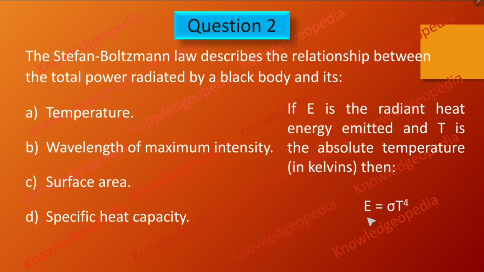That means this is a relationship between the energy or power radiated by the black body and the temperature. Sigma is a constant over here. Okay, this is the Stefan-Boltzmann constant. So the correct option is temperature.